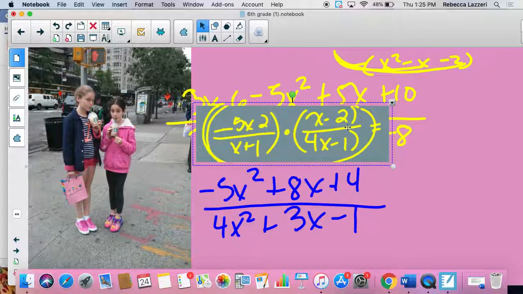I want to finish this problem though, so it doesn't go on and on forever. This is going to be 5.